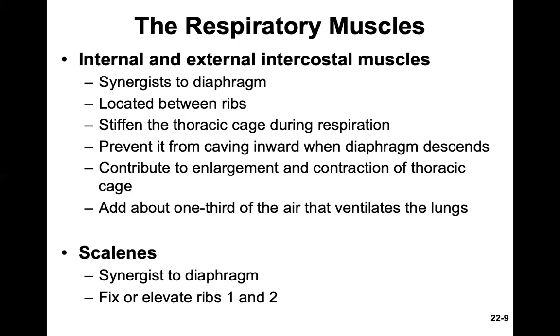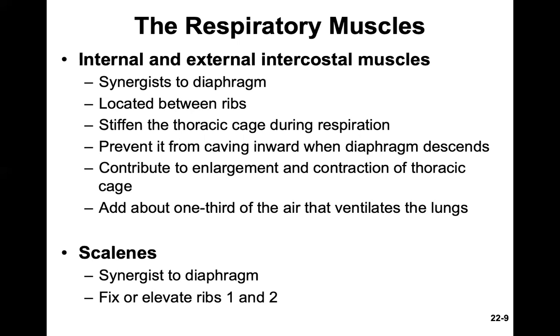These are synergist muscles to the diaphragm. They are what stiffen the thoracic cage during respiration. It prevents your thoracic cage from caving in when the diaphragm is pulled down toward the abdomen and constricts or flattens. These are the muscles that contribute to your thoracic cage getting larger as well as contracting. This adds about 1/3 of the air that ventilates the lungs. So using your internal and external intercostal muscles helps to add about 1/3 of that air space.